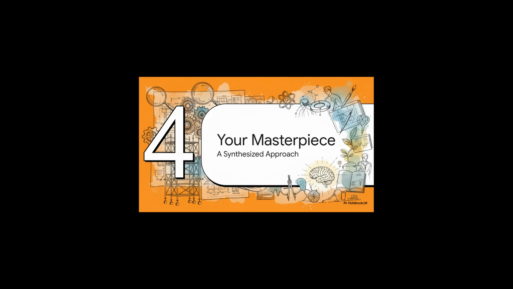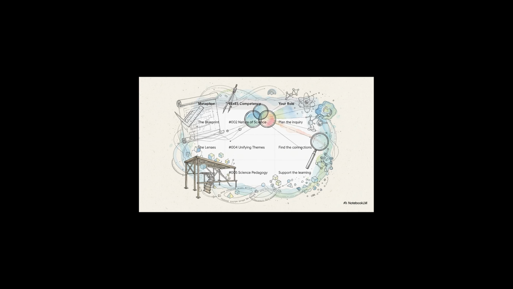actual building. All right, let's bring it all home. We have the blueprint, we have the lenses, and we have the scaffold. How do these three things work together to create something truly special in your classroom? This chart just lays it all out so perfectly. The blueprint, which is competency 002, is what you use to plan the whole investigation. The lenses, from competency 004, are what you use to help kids find those deep, meaningful connections. And the scaffold, from competency 005, is how you support them while they learn.